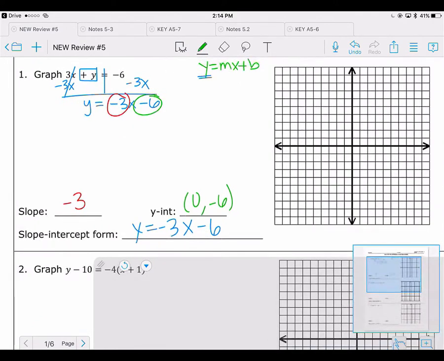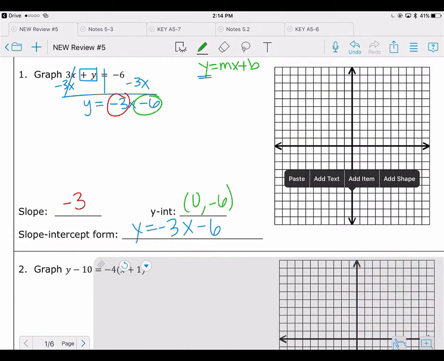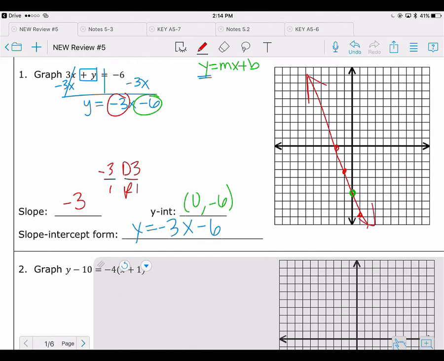In order to graph, I go down to negative 6 on the y-axis. And then go down 3, right 1, because my slope is negative 3 over 1. I can also go up and to the left, and I make sure when I draw my line that my line is decreasing, because of that negative slope, which it is.